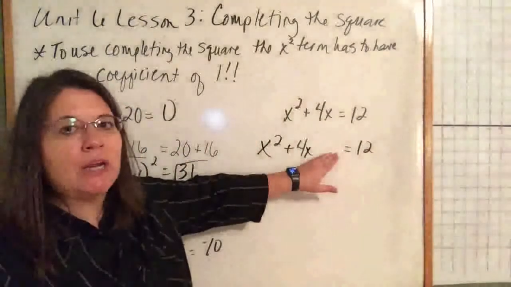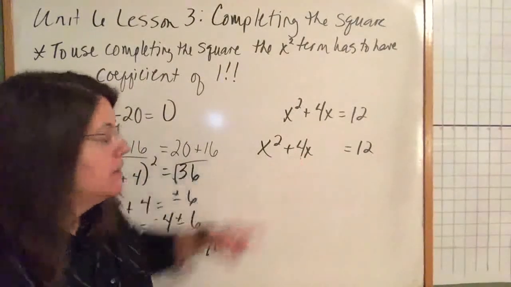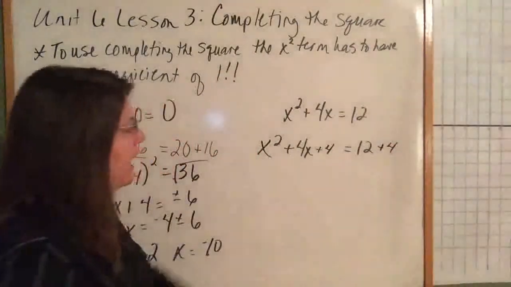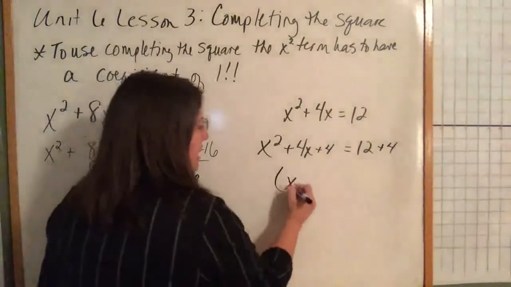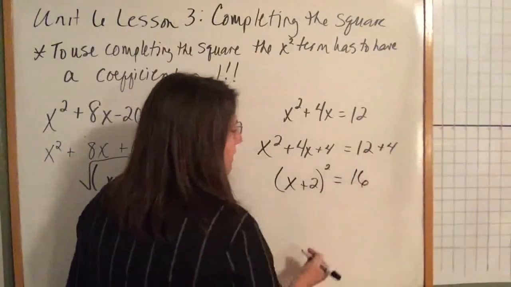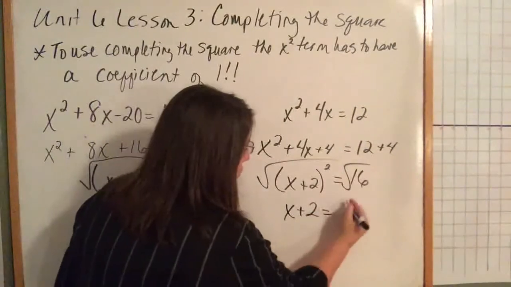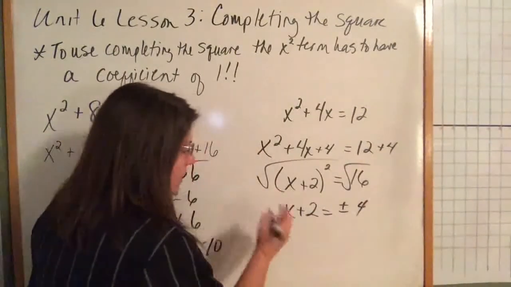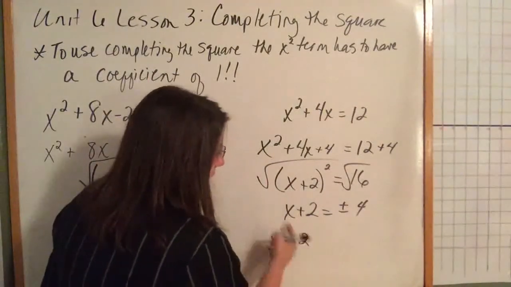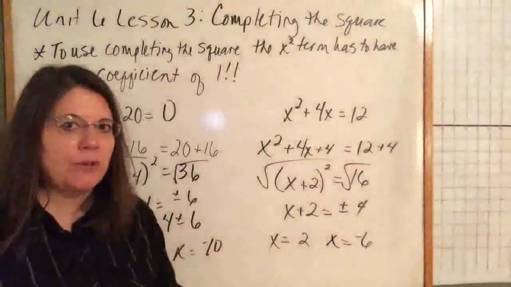To complete the square here, I take half of 4, which is 2. 2 squared is 4. I'm going to add 4 here and on the other side. When I do that, I then can factor. I've got x plus 2 squared equals 16. I'm going to take the square root, and I have x plus 2 equals plus or minus 4. So for my two answers, I have x equals negative 2 plus 4 is 2, and negative 2 minus 4 is negative 6.